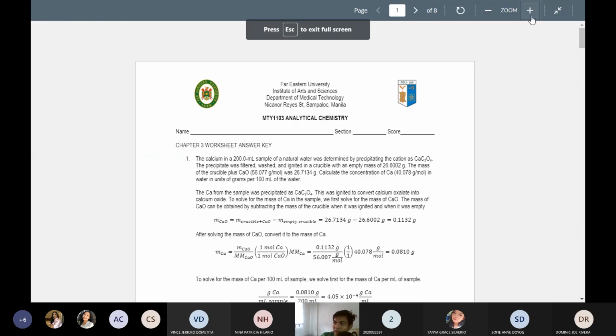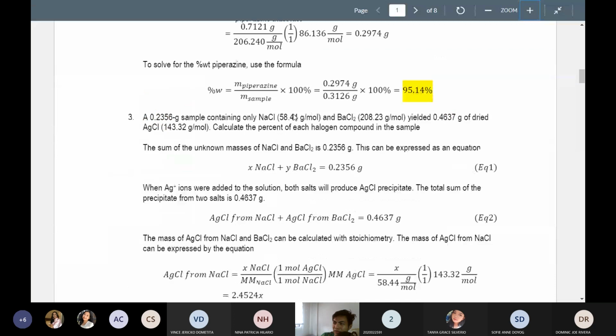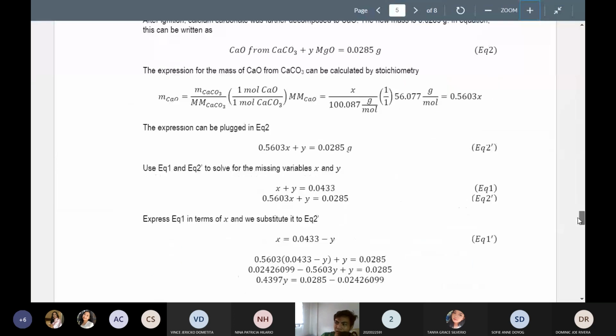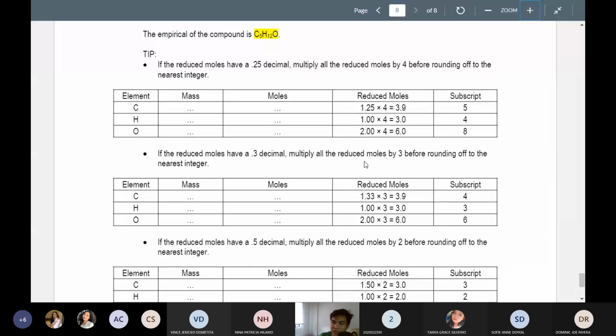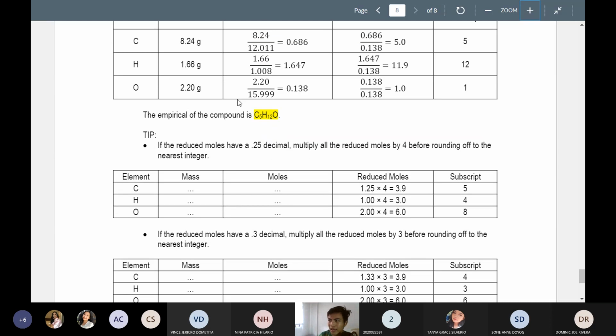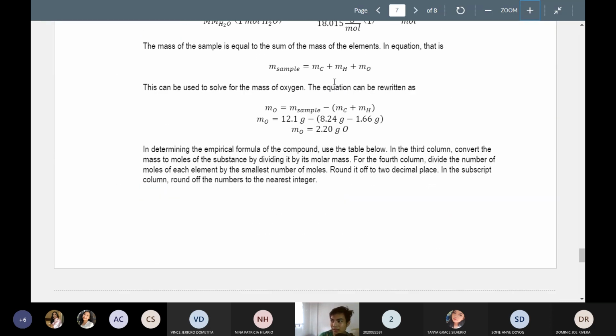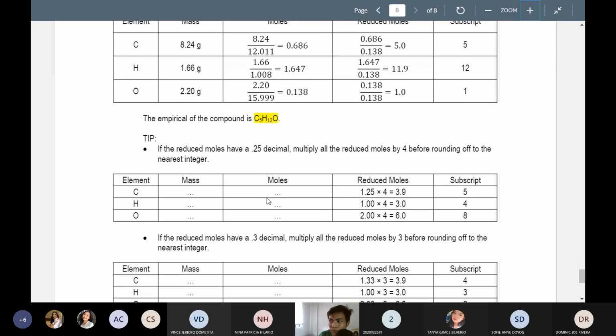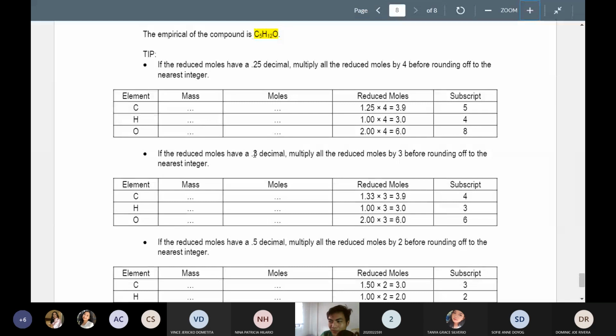Okay, so for gravimetry, may dinagdag pala ako dito sa last part, although nakorek ko na yung iba dyan. Diba sa last part, ang nakalagay lang dito initially, kailangan 1 decimal place, diba? Pagdating dito sa reduced moles, dapat 1 decimal place. Yun yung sabi ko last time. Pero I forgot na meron nga palang factor 4.25 na decimal.